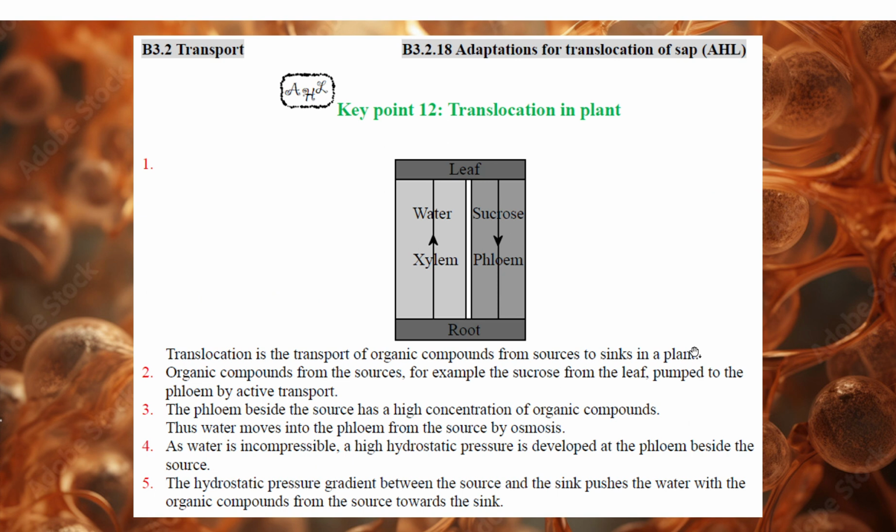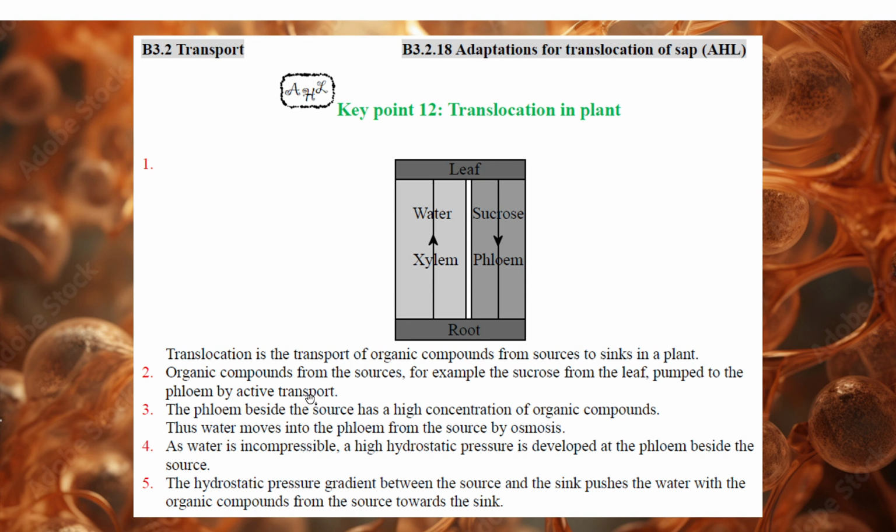And then we talk about translocation. Translocation is the transfer of sugars, the food, from the source to the sink, opposite to transpiration. Translocation is the transfer of organic compounds from sources to sink in a plant. Organic compounds from the sources, for example sugars from the leaf, are pumped into the phloem by active transport.